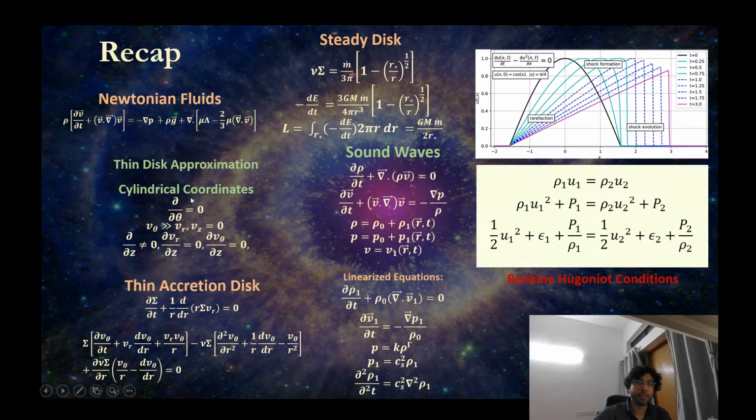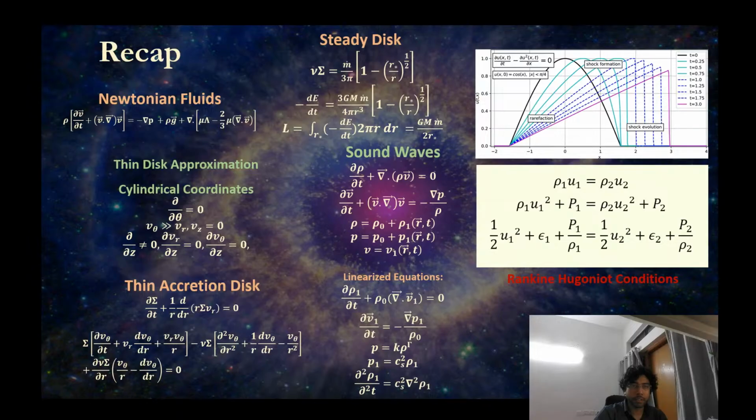This leads us to the assumption del by del theta equals zero, because we assumed symmetry in the azimuthal direction, and v theta much greater than v r, because as they are thin they almost rotate in a Keplerian motion. Vz is also zero because there is no force in the z direction, and similarly del by del z is not zero, but the variation of vr and v theta with z, we neglect that.